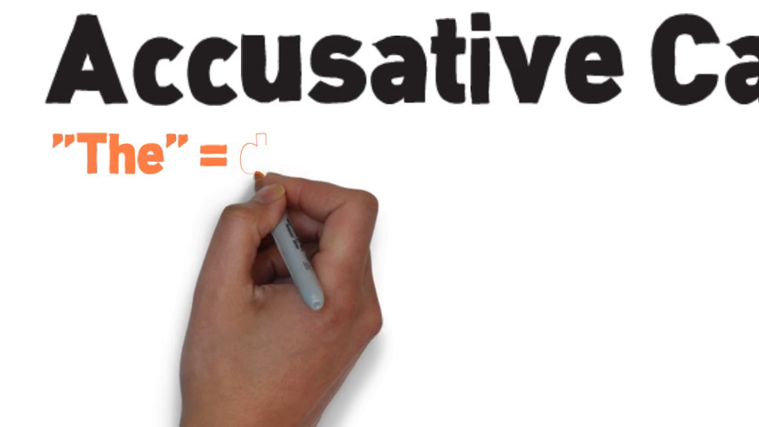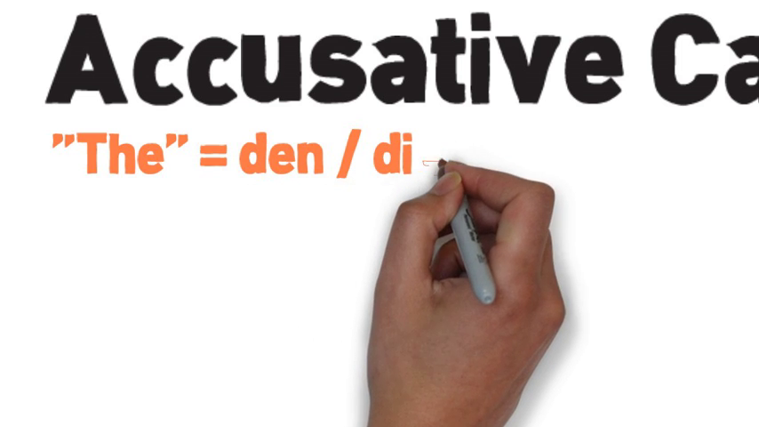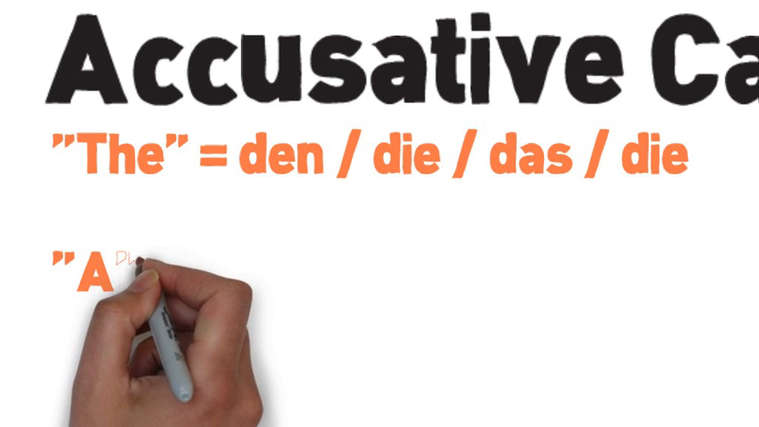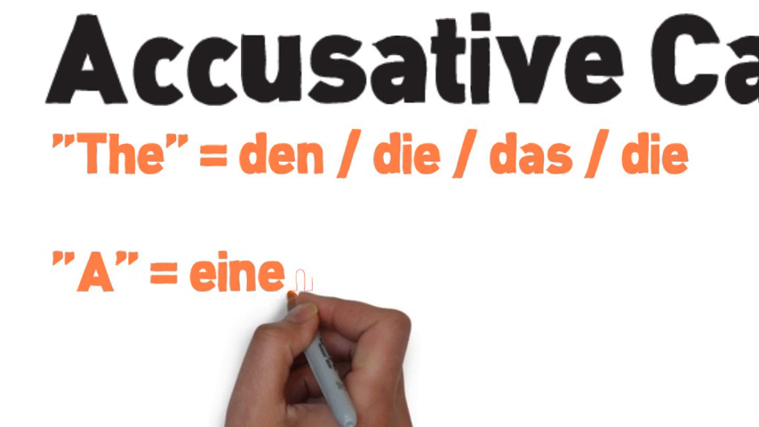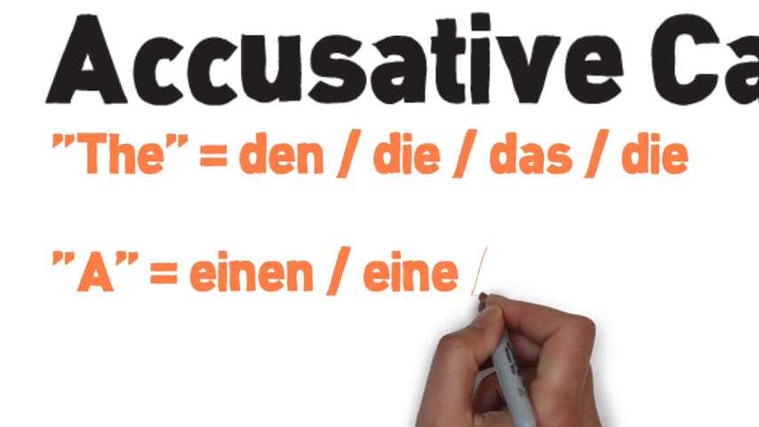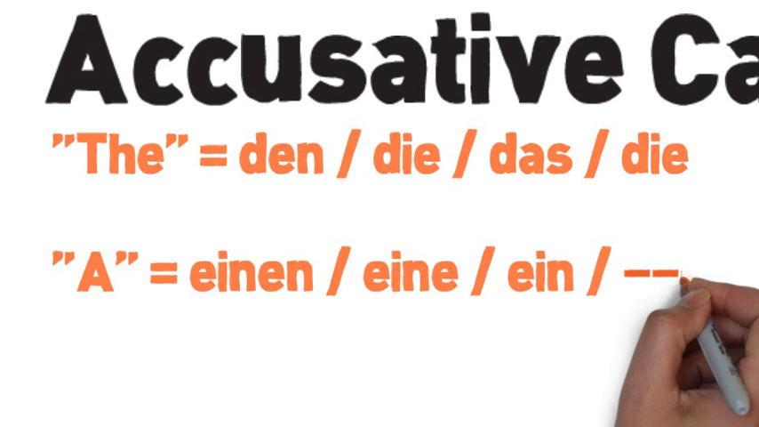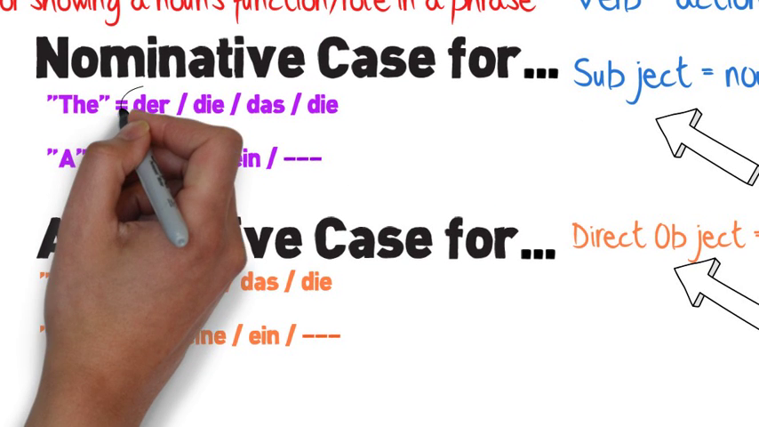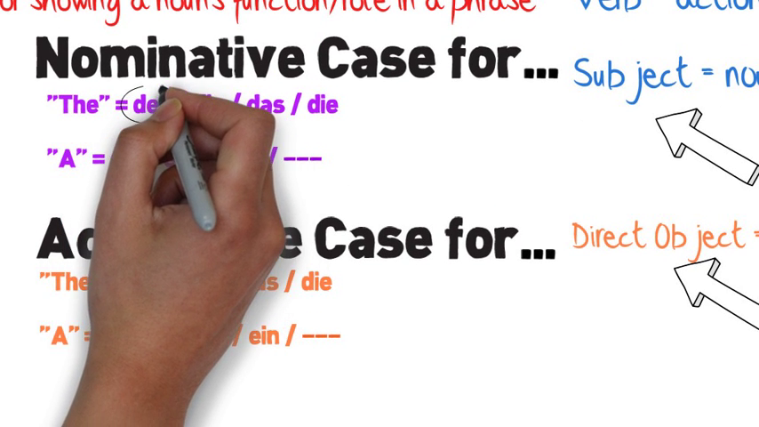The accusative case is used for direct objects. When you want to say "the" with a noun in the accusative case, your options are den for masculine, die for feminine, das for neuter, and die for plural nouns. For the word "a," your options are einen for masculine, eine for feminine, and ein for neuter. There's still no word for "a" with plural nouns, but again, if you used it with a possessive form, it would have an e on it. Meine, deine, seine, ihre, etc.